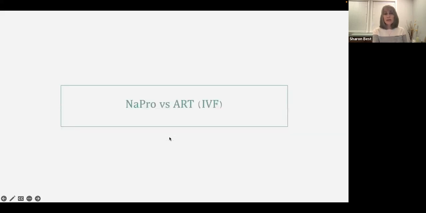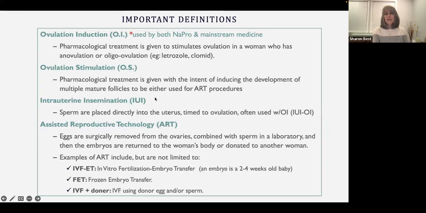So we're going to talk a little bit about that ovulation induction now. So ovulation induction is used in both NaPro surgeons and mainstream medicine and infertility. It's not considered an assisted reproductive technology. So it's when a pharmacological agent is used to stimulate ovulation in a woman who is not having ovulation, that's anovulation, or is having very few ovulatory cycles. Oligo is few. We use a medication called letrozole. It does quite well in maturing that follicle more robustly and giving the woman a chance to achieve a pregnancy.